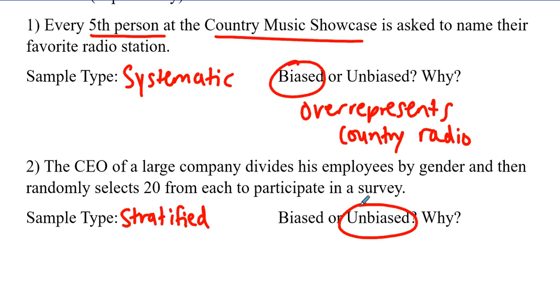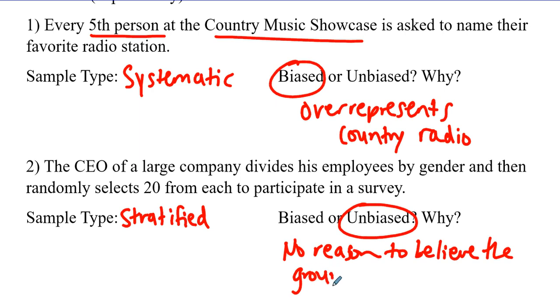There's no reason to believe that the way that we split them up is going to be inherently unrepresentative of the population, because the population has equal numbers of males and females for the most part. So why? Because there's no reason to believe the groups don't represent the population.